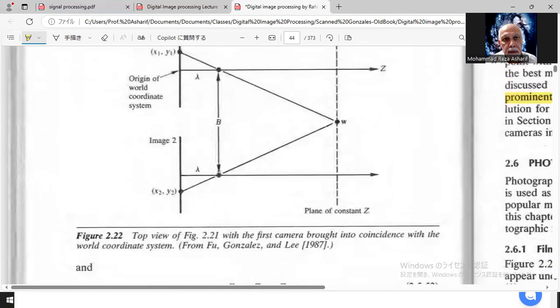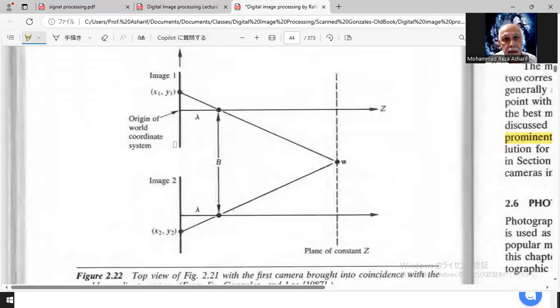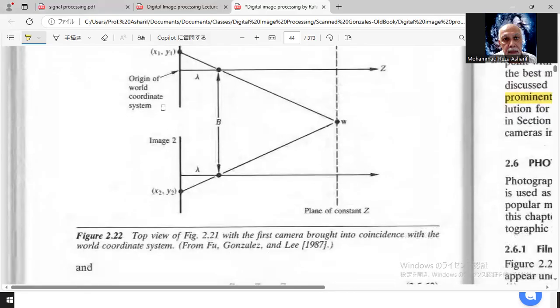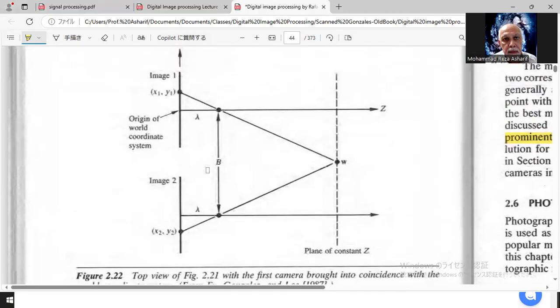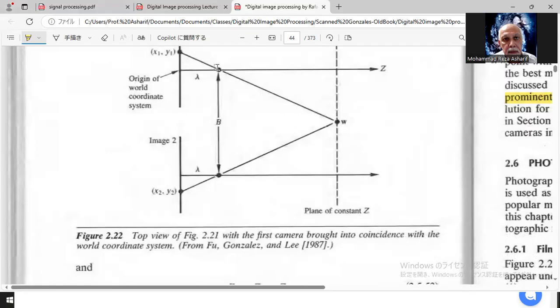2.22, we see the two cameras, X and Y, which is only image 1 and image 2. So it is x1, y1, x2, y2 small, and large X, of course, Z. This is Z, and the only difference is B, the baseline. And this is the plane of the constant Z. This is the origin of the world. The origin of the world, we suppose is here, for instance, then everything like this.